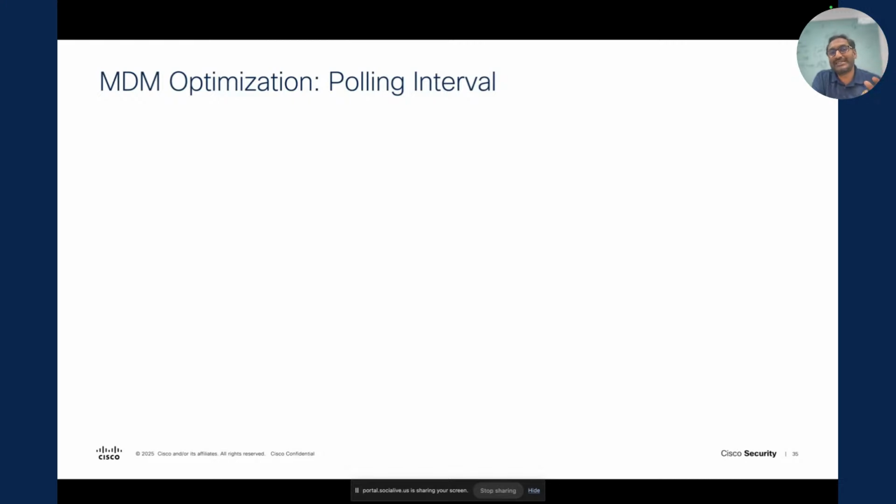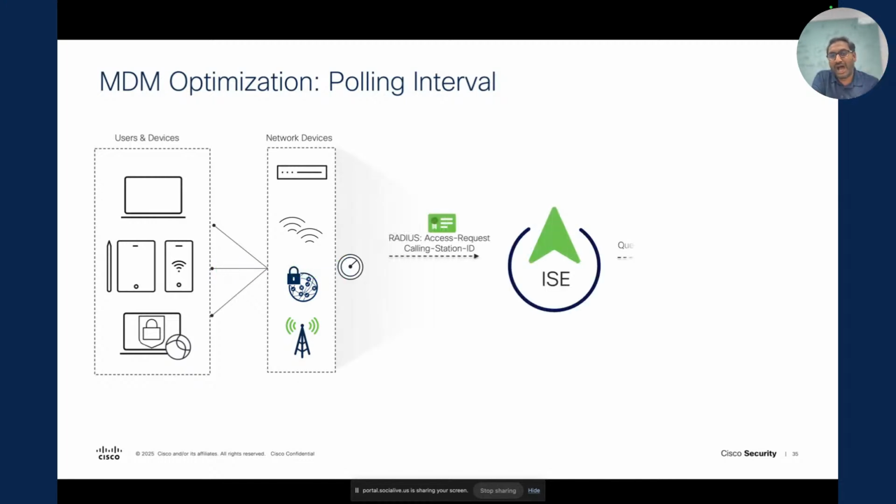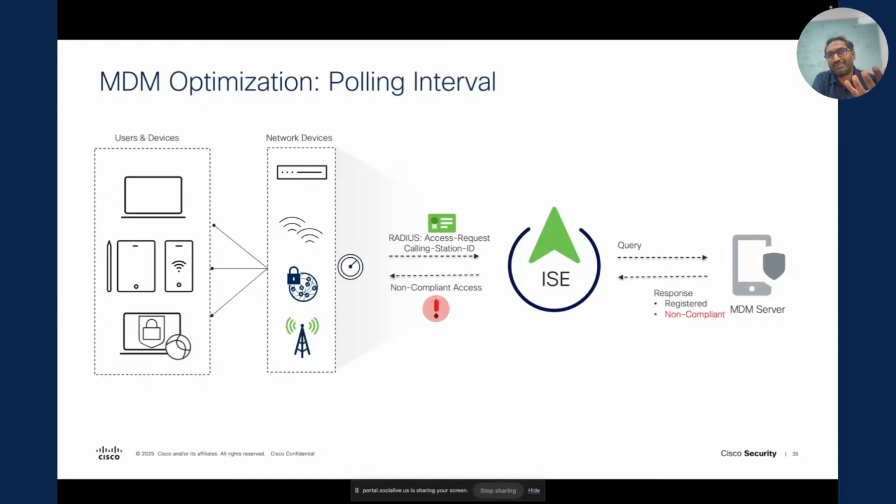The second optimization is the polling interval. When is it applicable? When all these endpoints come onto the network, ICE queries the MDM vendor. Let's say out of 10,000 endpoints that are getting authenticated against ICE, probably 200 to 300 endpoints go out of compliance. So you have given them restricted access because of this non-compliance, right? Because of this non-compliance, they're going to stay in that non-compliant access forever until and unless they get connected again, beyond the expiration time.